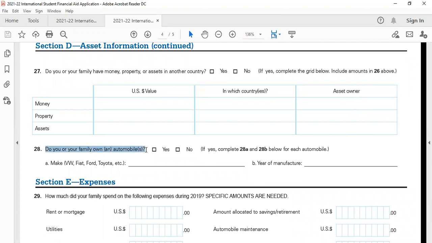Next is what kind of automobile does your family own? If they own one, you can say yes or no. What is the brand name?